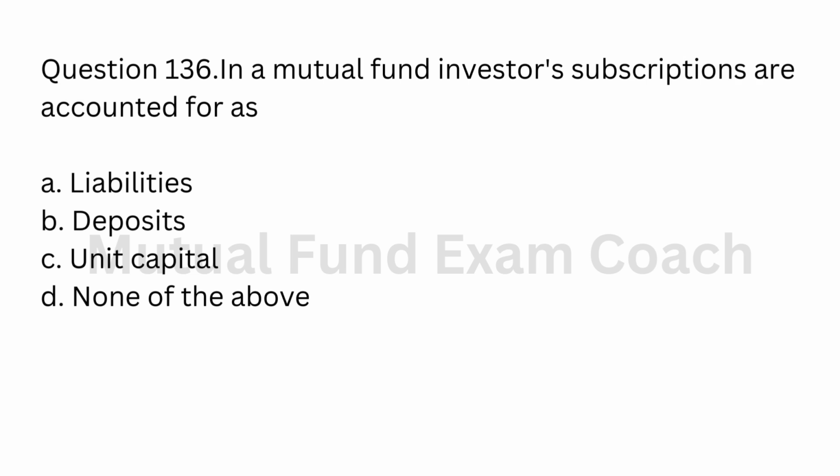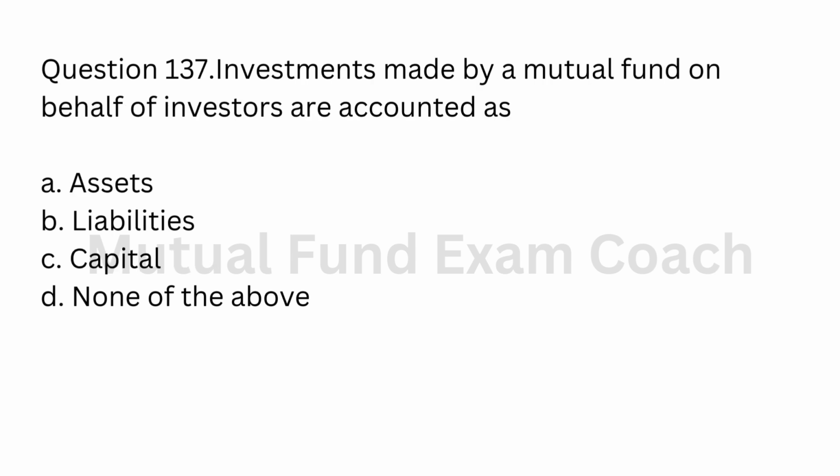Question 136. In a mutual fund, investors' subscriptions are accounted for as A. Liabilities, B. Deposits, C. Unit capital, D. None of the above. Answer C. Unit capital. Question 137. Investments made by a mutual fund on behalf of investors are accounted as A. Assets, B. Liabilities, C. Capital, D. None of the above.